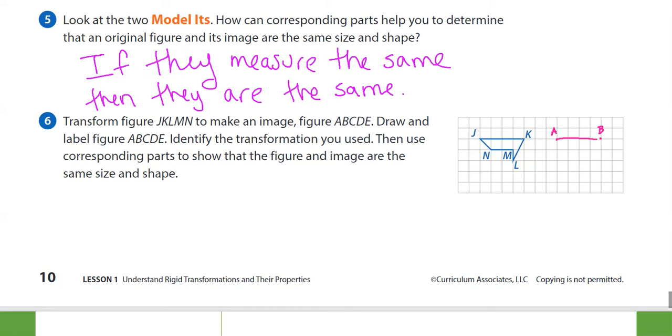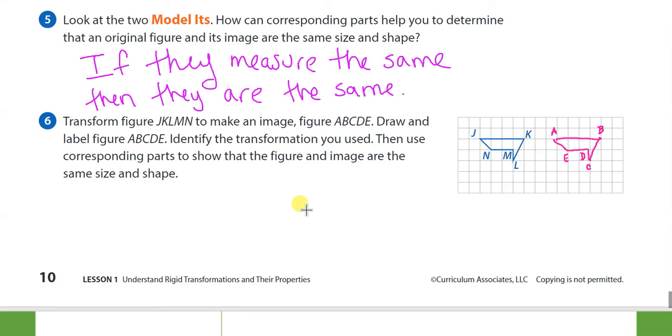And I can make a line there. And then we need to go, well, I guess down 2 and over 1. Down 2 and over 1. And that's C. And then we need to go just up 1. And that's going to be D. We're going to go over 2, and that's going to be E. And there we go. We've got our beautiful translation.